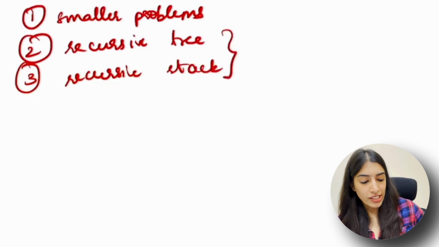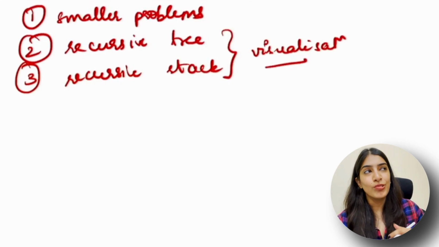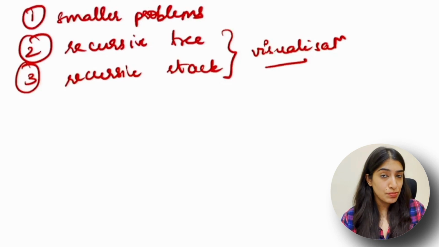Now these two are actually used for visualization. These are the terms that we have to know. Like in binary search, we talk about search space, right?